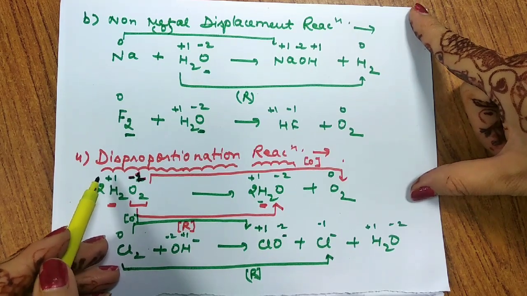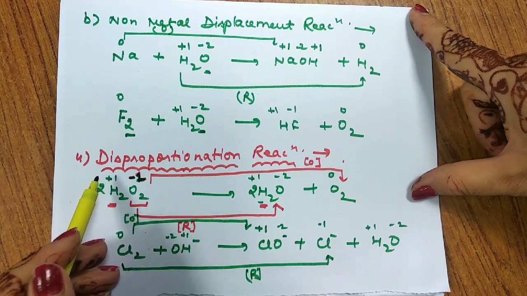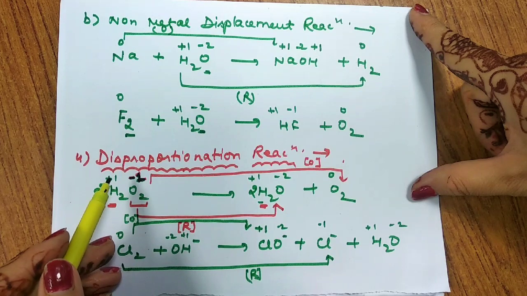Understood? So try to find a few more examples of disproportionation, and in case you find any problem, you can ask me in the comment section.